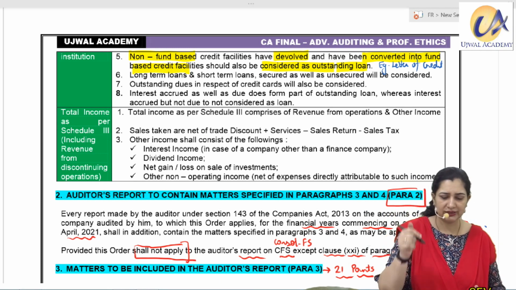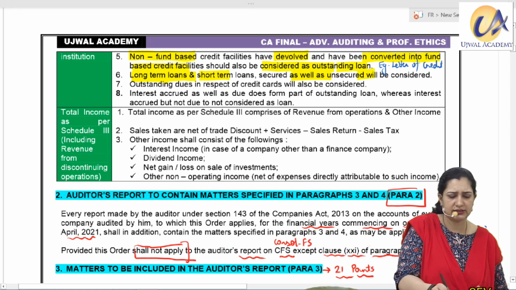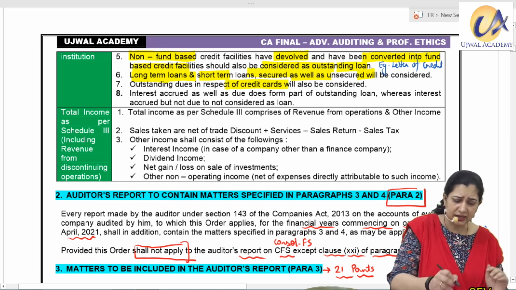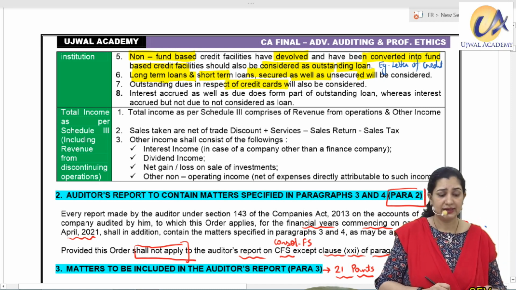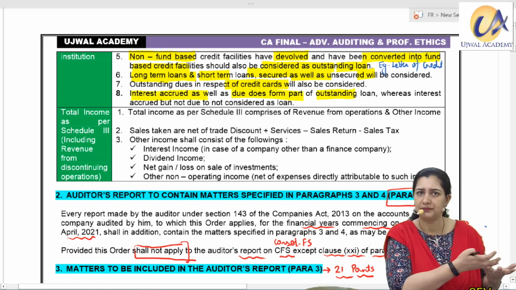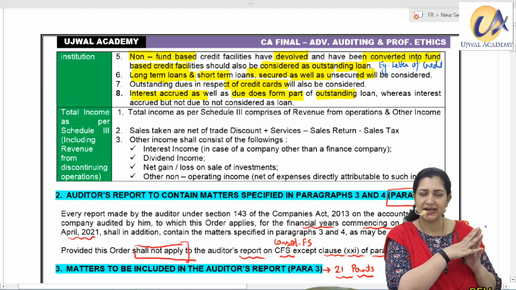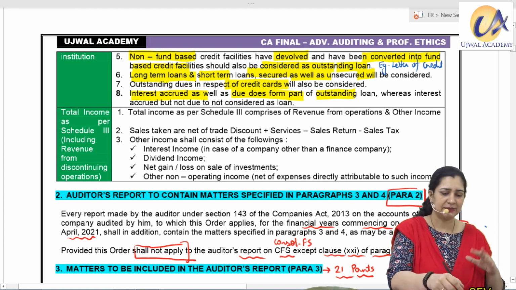Okay. Not only that, we already said long-term loans, short-term loans, secured loans, unsecured loans, all are counted. Credit card loans are also counted. Interest accrued and due is also part of the loan, because it is due. If it is not due, it is not counted. Okay. I hope this is clear. These were my 2 points.